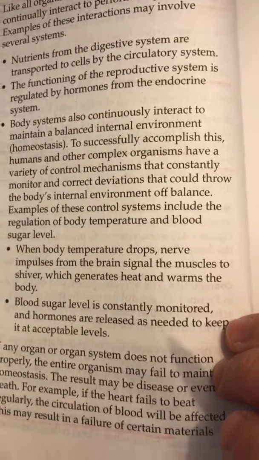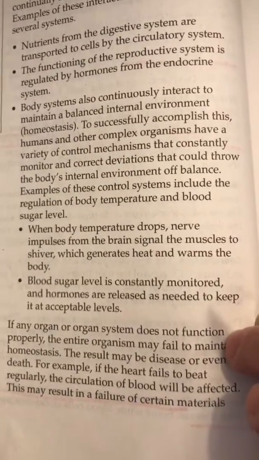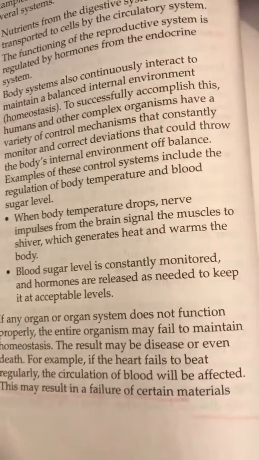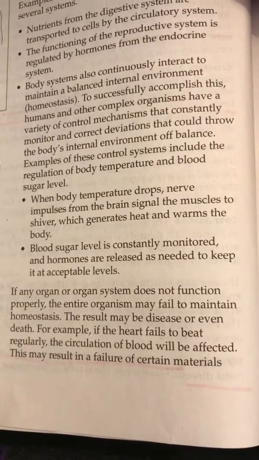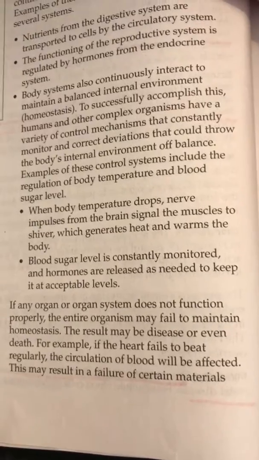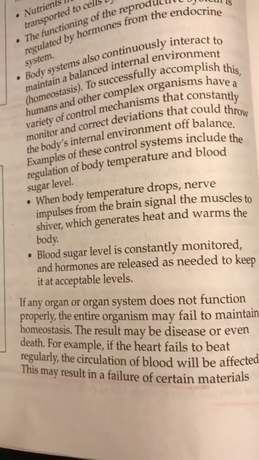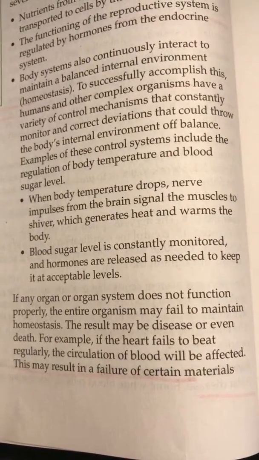Blood sugar level is constantly monitored, and hormones are released as needed to keep it at acceptable levels. If any organ or organism does not function properly, the entire organism may fail to maintain homeostasis. The result may be disease or even death. For example, if the heart fails to beat regularly, the circulation of blood will be affected.